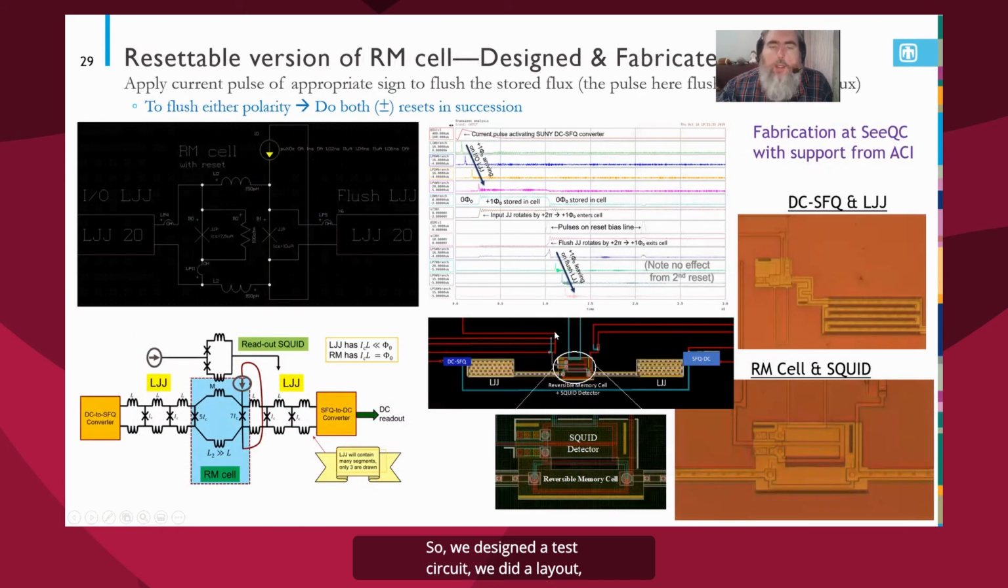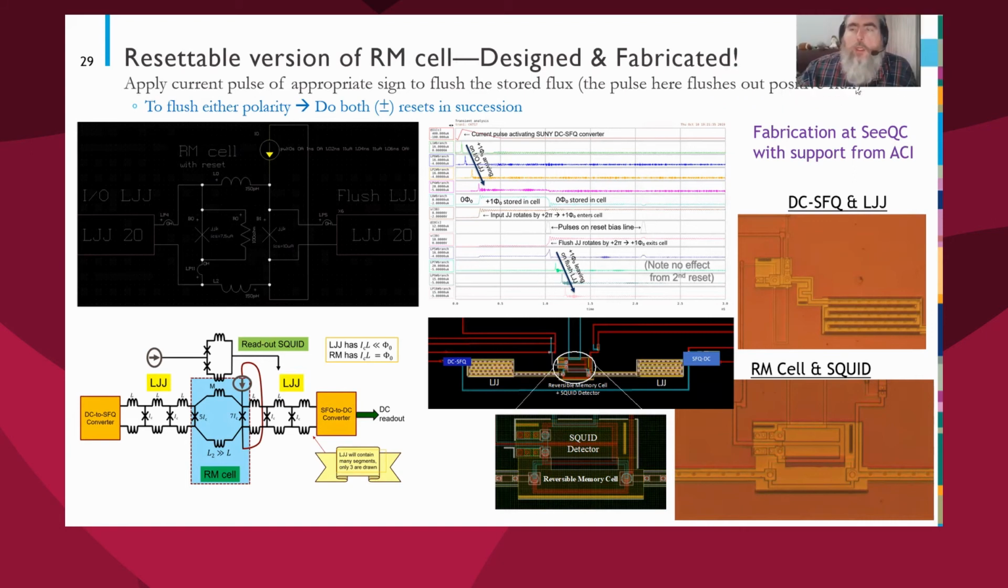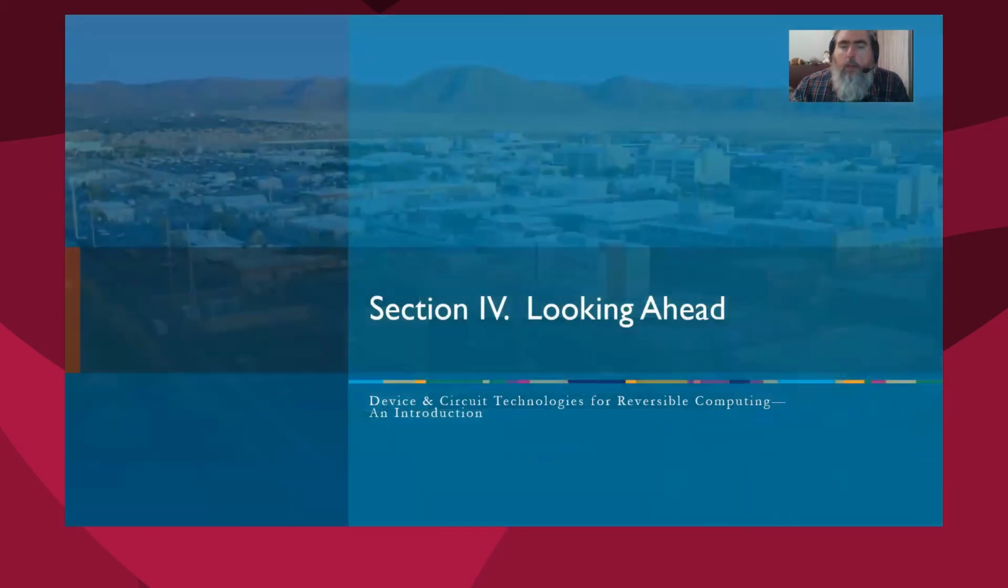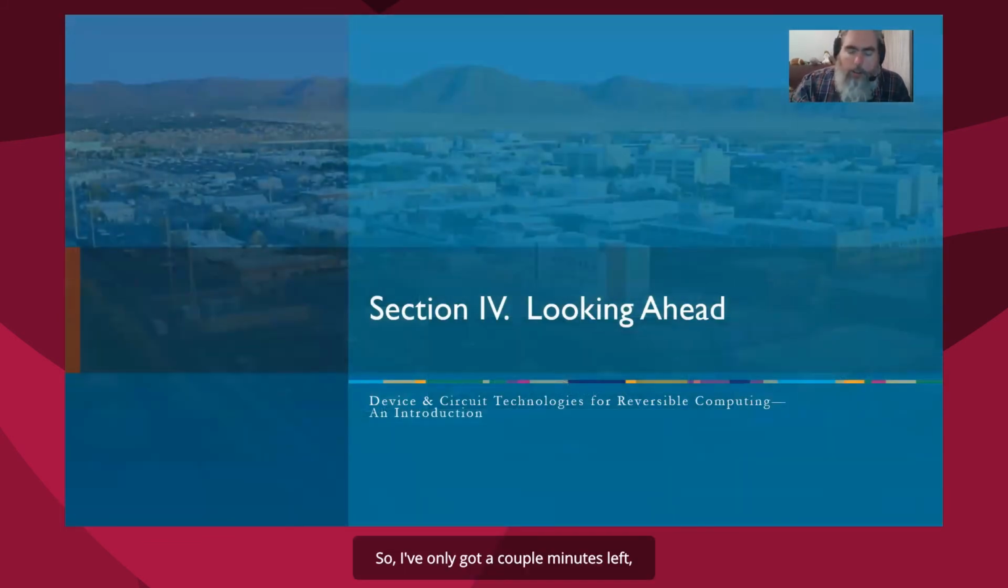So we designed a test circuit. We did a layout, and then we had it fabricated with some support from the ACI program. And so this is a test structure that allows us to load fluxons into the storage loop, flush them out later irreversibly, and just test the functionality of this circuit. So I've only got a couple minutes left, I think, 1 minute.